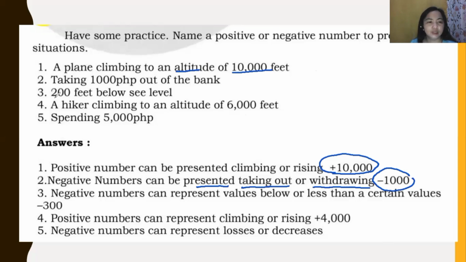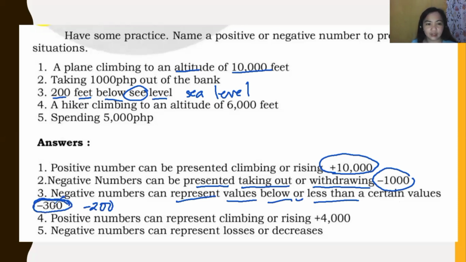Now, number 3, 200 feet below sea level. Sea level. That is sea level. So below, when we say below, negative numbers can represent values below or less than a certain value. So that will be negative. It should be negative 200. Ayan, medyo may typographical error lang dito. It should be negative 200.